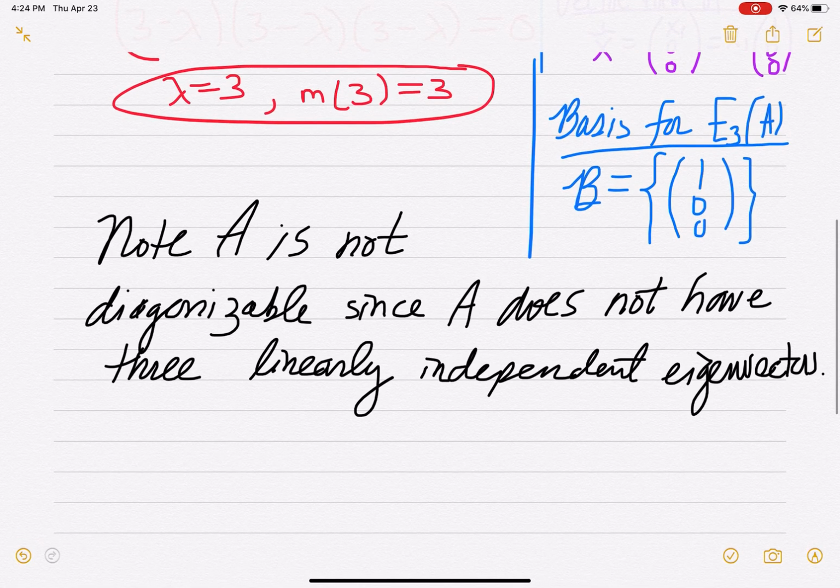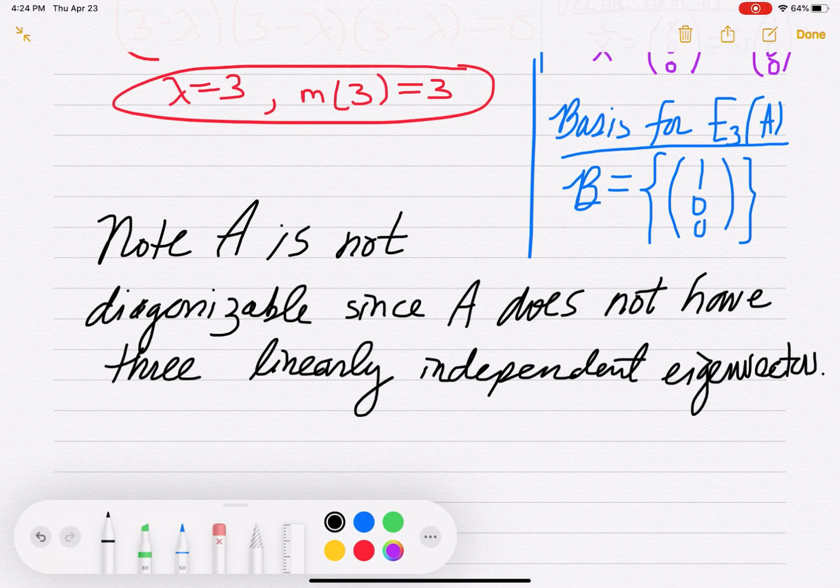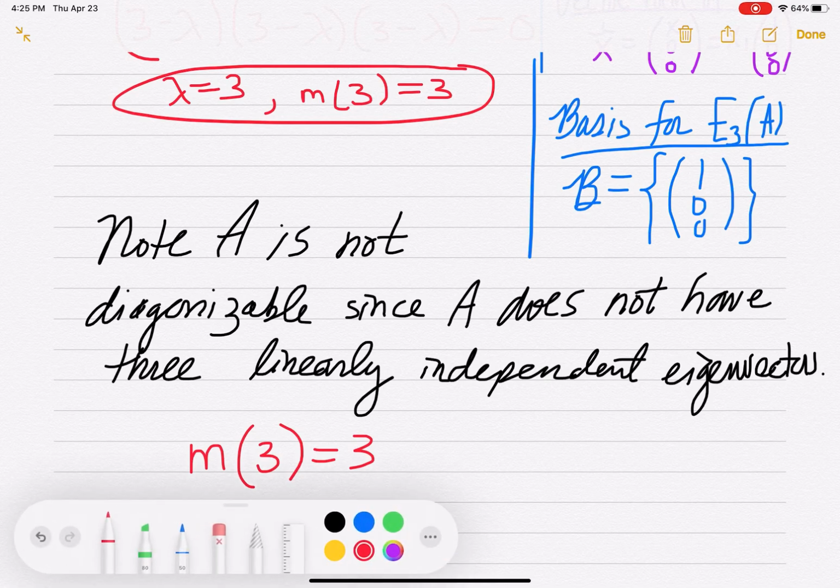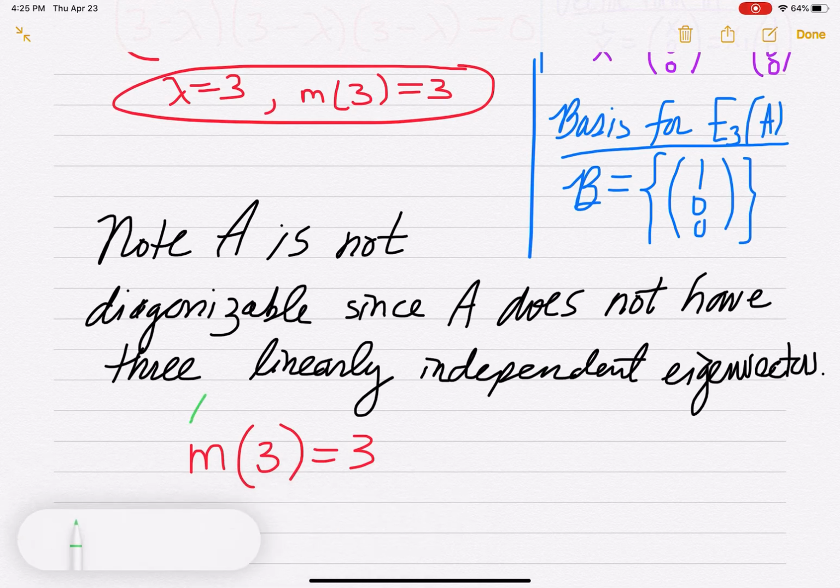So it turns out a condition for diagonalizability is that the algebraic multiplicities have to be equal to what are called the geometric multiplicities. So here, the algebraic multiplicity of 3, right? That was repeated 3 times. So the algebraic multiplicity of 3 is 3. This is called the algebraic multiplicity of lambda equals 3.